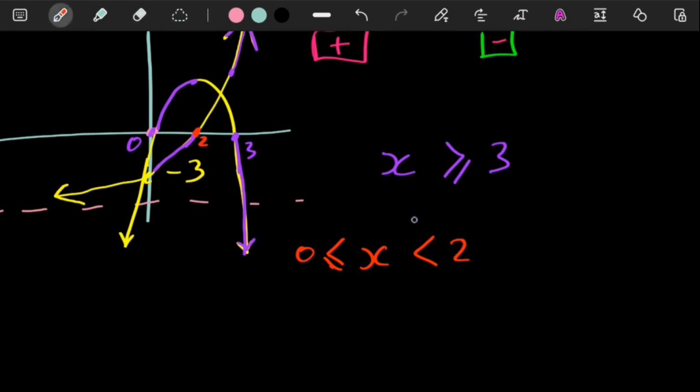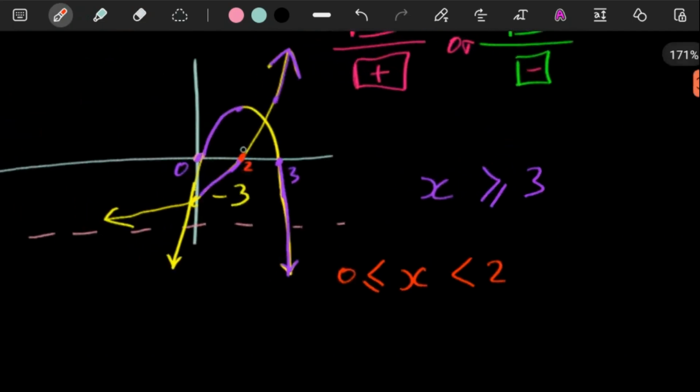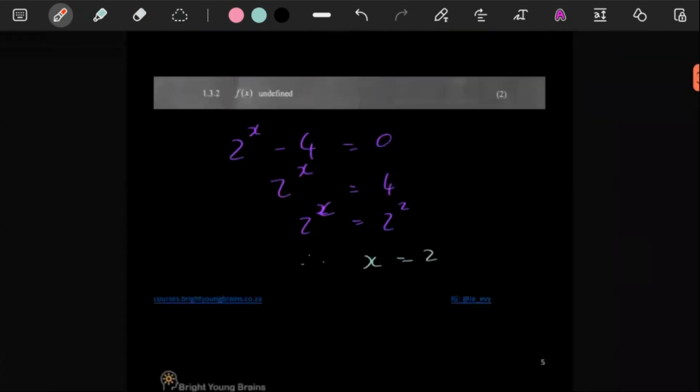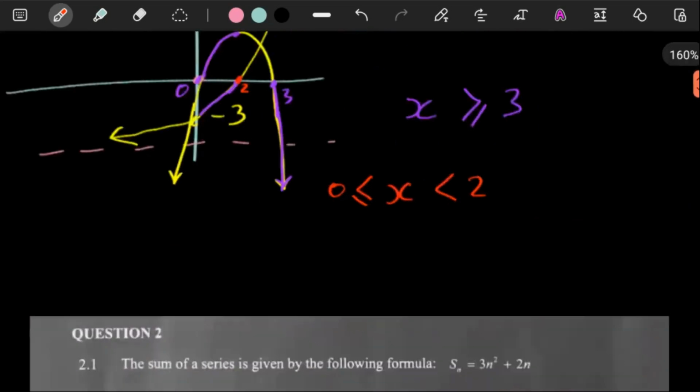The reason why I'm saying smaller than 2 and not smaller or equal to 2 is because specifically at 2, our graph down here will be a 0, and we don't want that. So we should not include the 2, because specifically at 2, this y value here is a 0. So we're only going to say from 0 to positive 2. That's the only portion that qualifies for what it is that they have asked us.